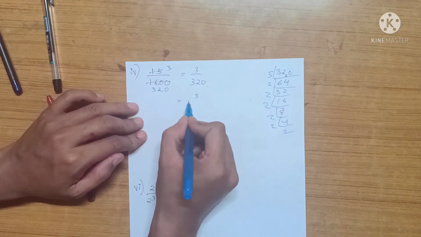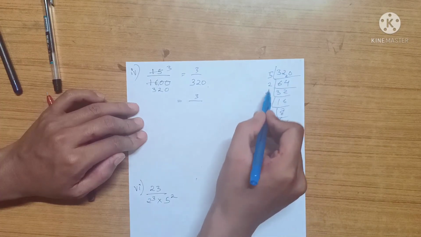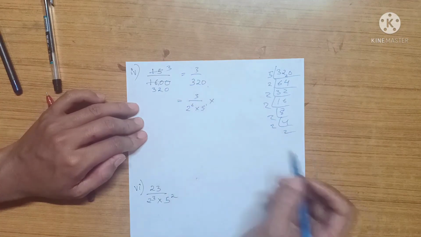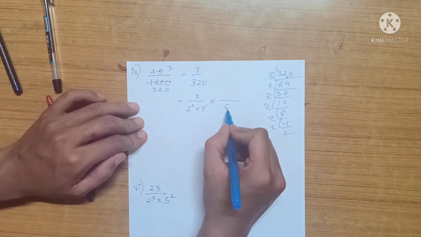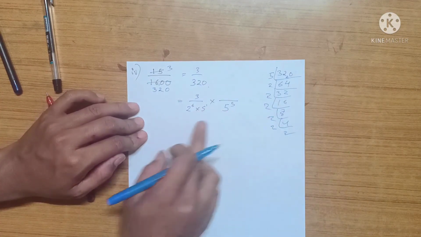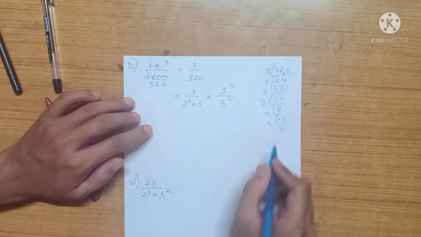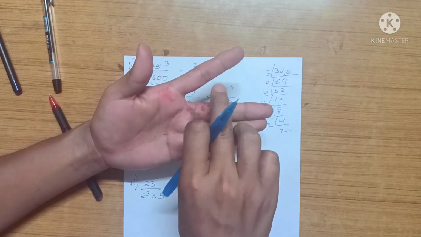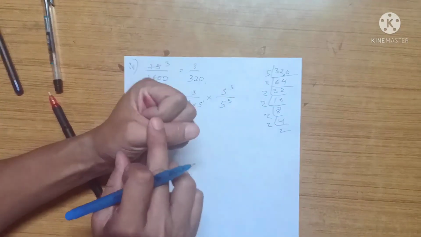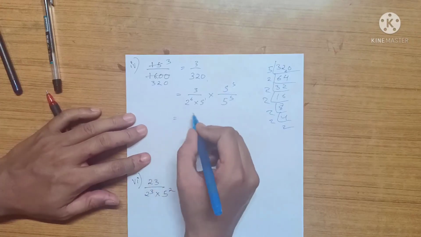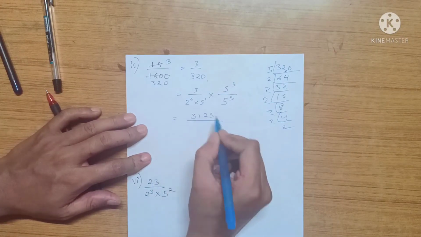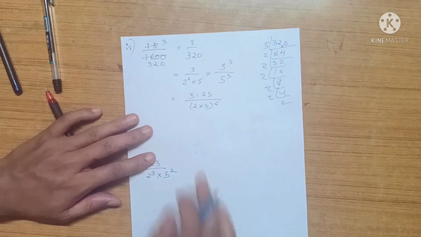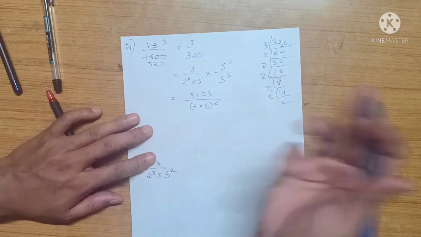So we are getting 3 by 2 to the power 6 into 5 to the power 1. So with what do you think we should multiply? We should multiply by 5 to the power 5, because 1 plus 5 is 6. Let's see what is 5 to the power 5. 5 5s are 25, 25 5s are 125, 125 5s are 625, 625 5s are 3125. So 3125 divided by 2 into 5 to the power 6, because this will become 6. This is 6 already, so we can take 6 common.